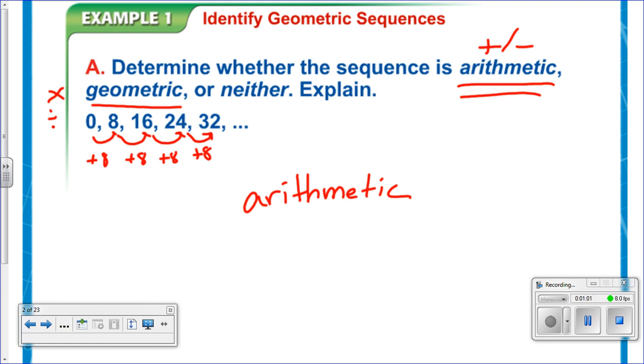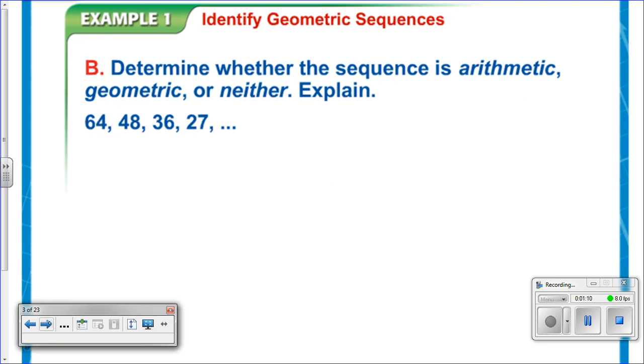Now, just as a source of reference, if you remember how to write the equation for this, actually, you know what, we will do that later. Let's just keep moving. Determine whether the sequence is arithmetic, geometric, or neither.